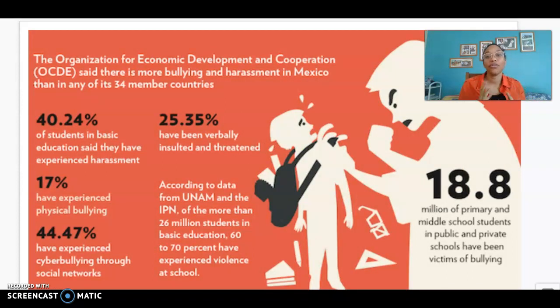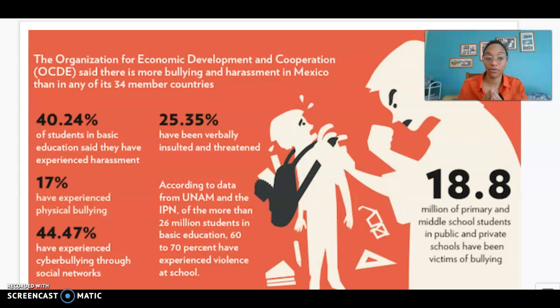Finally, this is our third chart that we're going to look at, which is from the OECD. And it said that there's more bullying and harassment in Mexico than in any of its 34 member countries. So these 34 member countries are the most developed countries in the world economically. So there are countries that we'll find in Europe, in the Americas, some countries in Africa, some countries in Asia, and then of course Australia as well. And so these countries are considered somewhat similar culturally, and Mexico stands out as the one with the most bullying.